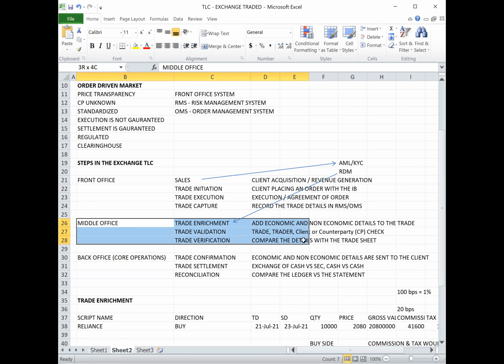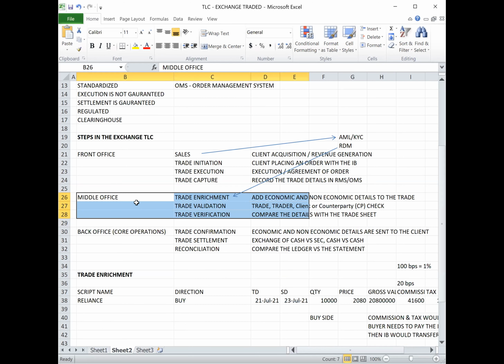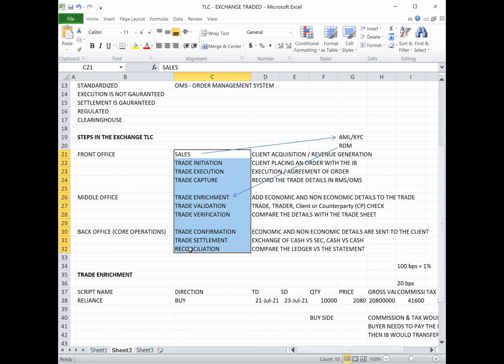Coming to middle office now, what will middle office do? Middle office will first of all do the trade enrichment. Guys, these steps are very important, okay? I am sure you would not have read it anywhere. So this is how you differentiate yourself from BCom graduates. You are differentiating yourself in terms of knowledge through this CIBOP program. So please make sure you are on top of this.